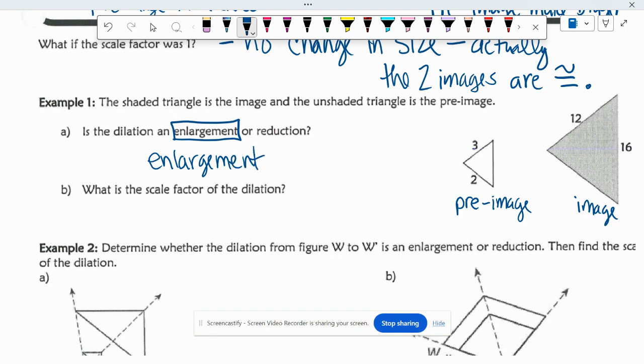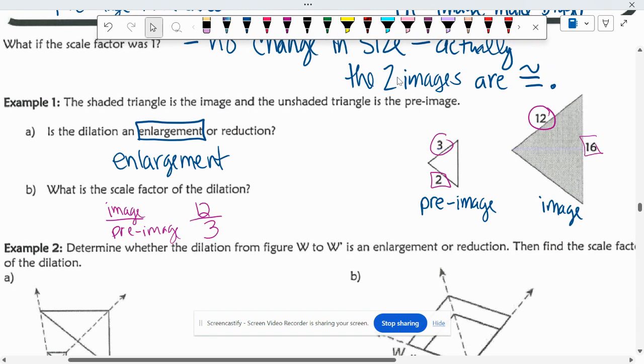So what's the scale factor, Kane? How am I going to figure out the scale factor? Remember, you're going to take any of the measurements on the image and put it over the corresponding pre-image. So what's that going to look like? What numbers are you comparing? 12 and 3. Okay, so you can put 12 over 3. Can you put 16 over 2? Let's look at 16. No, it's not the same as 12.